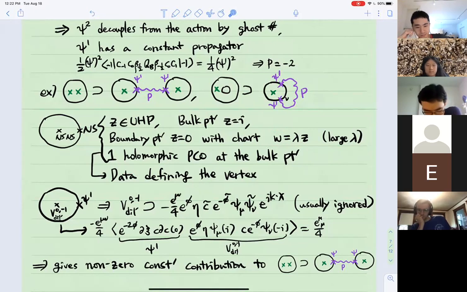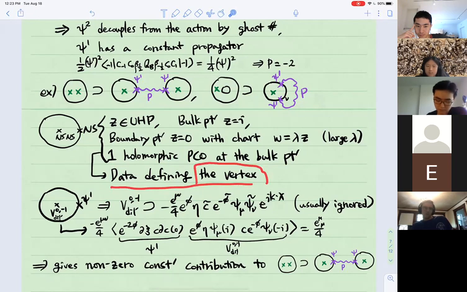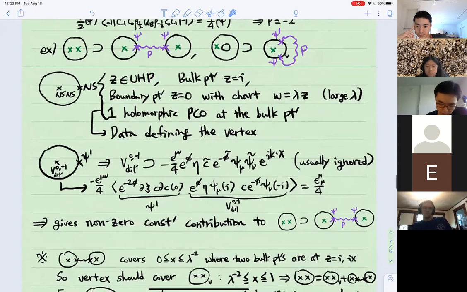And I didn't mention this before, but in the case of superstring, one always has the issue with picture changing operators. And actually, in the fiber that I discussed before, one also has directions along which one has to specify the picture changing operator locations. So that's also part of the data defining the vertex. Here I'm simply defining that we put one holomorphic PCO at the bulk point. And this completely determines what we mean by this vertex. Okay, and then we can compute.